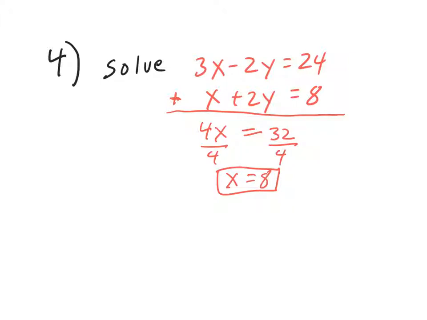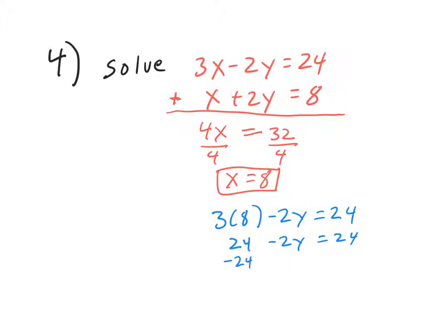Then to get the y, we'll take the 8 and substitute it into either one of our starting equations and solve for y. So I'm going to do the top one. We'll do 3 times 8 minus 2y equals 24. 8 times 3 is 24. Minus 2y equals 24. I'm going to subtract 24 from both sides, and I'll get negative 2y is equal to 0. So y is 0.